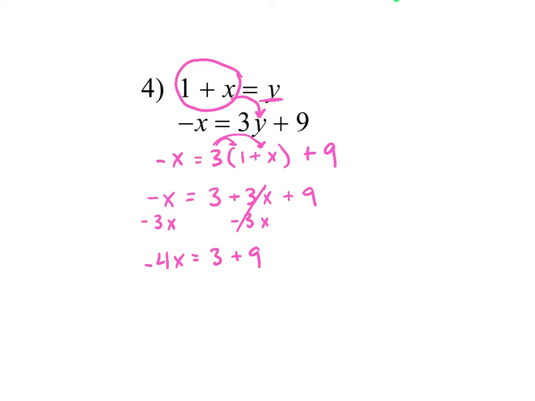What should we do next? Combine like terms. 3 plus 9 is 12. What's next? Divide by -4. So x is equal to 12 divided by -4, which is -3. Are we done?